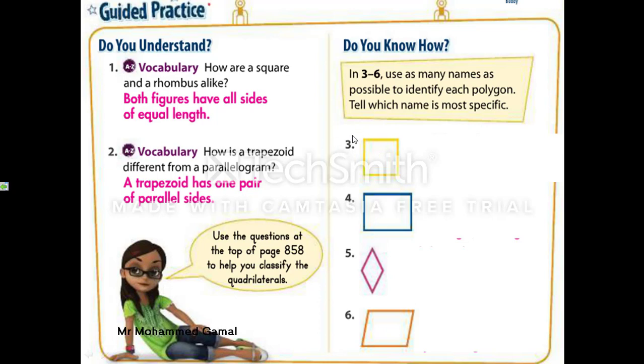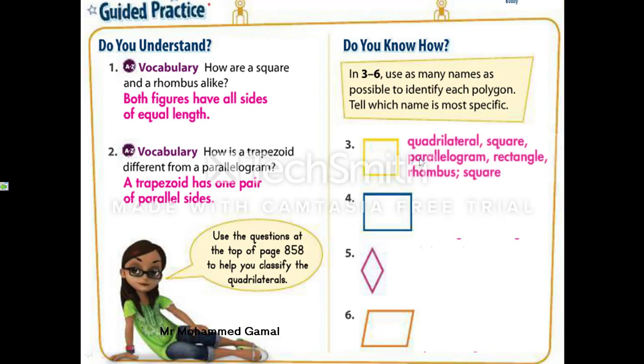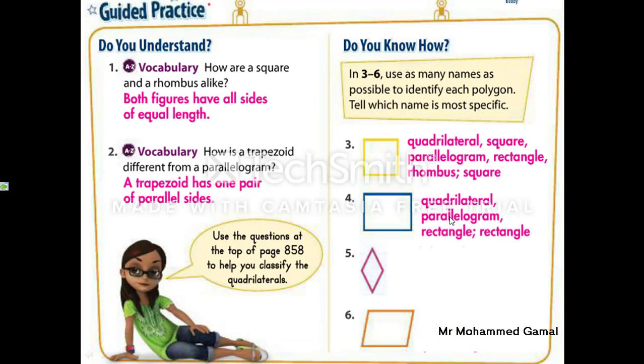This question here, mention the most specific name, and all of the names that we can say it. The most specific name for this one is a square, but we can mention also all of these names. The square can be a rectangle, a rhombus, a parallelogram, a quadrilateral as well. This one, the most specific name is rectangle, and since it's a rectangle, we can name it a parallelogram, and we can name it as well as a quadrilateral.